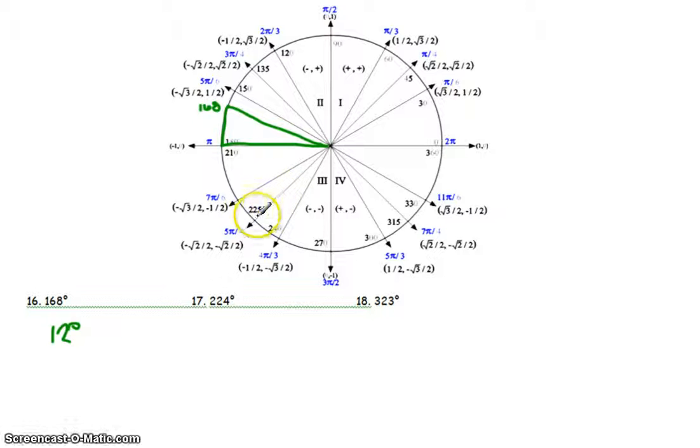224 is going to be really close to my 225. Now my reference angle, remember, I always go to my x-axis. I'm not going to go here to my y. I always go to my x-axis. So what I want to do is find the distance it takes to get from here to here. So I'm finding the difference between 224 and 180, and I will get 44 degrees.